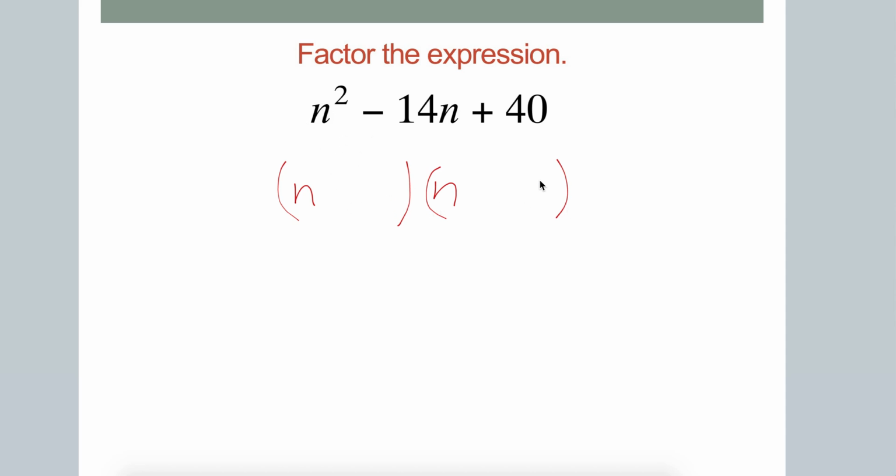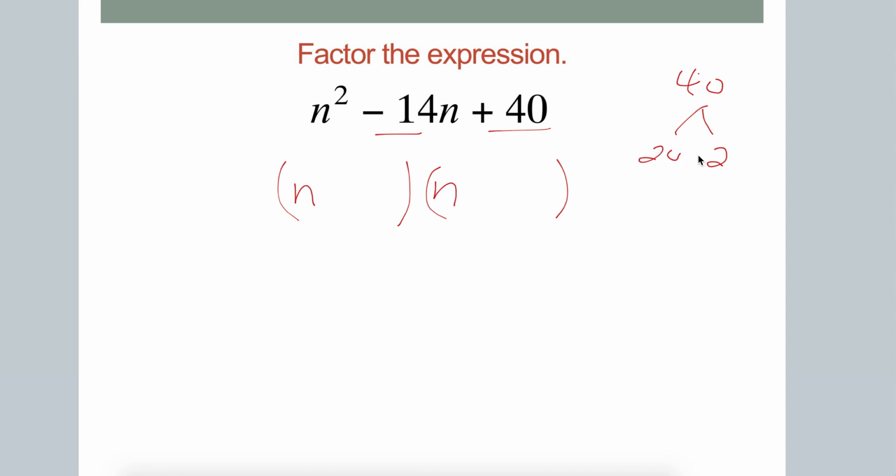Then to find the numbers we put here, we have to multiply to positive 40, and those two numbers that we multiply also have to add to negative 14. So think about signs. If I'm multiplying to a positive number, the two numbers that multiply to 40 have to be either both negative or both positive. If they're both positive, then when we add them, we're not going to get a negative 14. So for example, 20 and 2 multiply to 40, but 20 plus 2 gives me 22. That's not what I want.